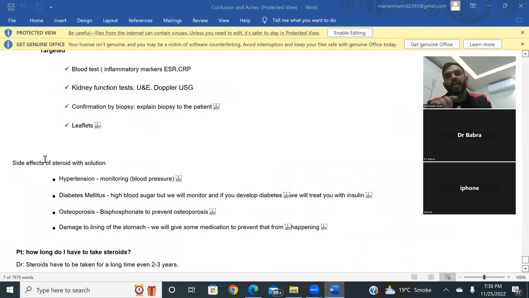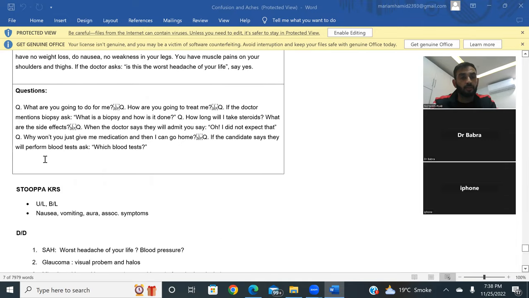Most of the time the patient comes with another scenario, a deep scenario, and this is with a PMR scenario. Here you are admitting the patient, and he will not be asking about that because it is an emergency. He asks, will I go blind? This kind of scenario, they will ask you this question. You just read the question like this: what are you going to do for me? How are you going to treat me?